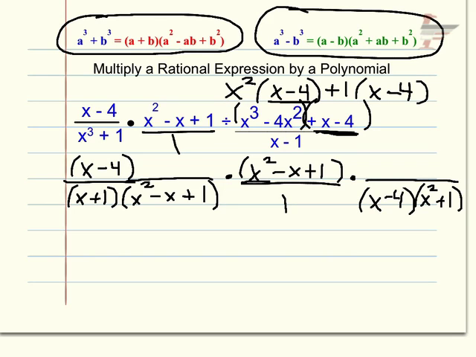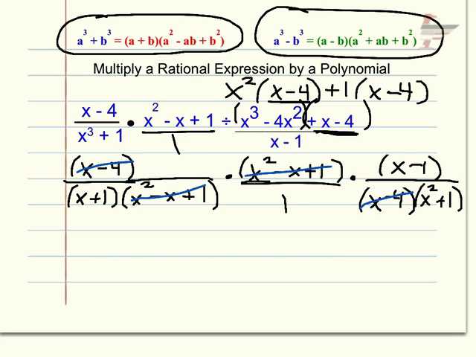And then the denominator was x minus 1, but I'm multiplying by the reciprocal, so that becomes my numerator. So everything is factored out as much as I can, and I'm going to cross out stuff that cancels. So my x squared minus x plus 1 cancels out. X minus 4 cancels out, and that is it.